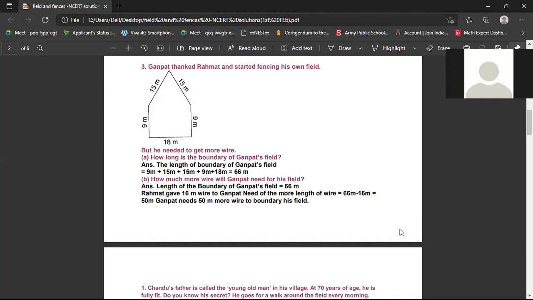Sir, chapter name? Someone is asking the chapter name. Who is that person? Who is that great person? You don't know which chapter we are doing. On the board I wrote here, field and fences. From the last two classes we are doing it, and now you are asking which chapter. Do you know we are doing mathematics? At least you know that, I think. We are doing mathematics, not EVS or English. All great people are there in my class.